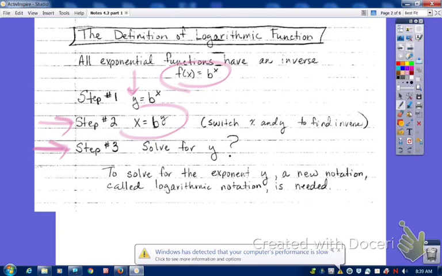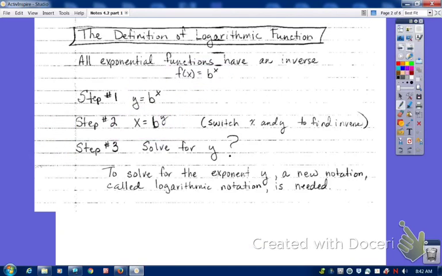But we have never solved anything like step 2, x equals b to the y. We've never done that before. We never solved for a y that is in what spot? The exponent spot. We have never done that before. That's because it takes logs to solve sometimes for a variable that is in the exponent spot. And I probably wrote that down. To solve for the exponent, a new notation called log notation is needed. Okay? Sometimes it's needed. Sometimes you can do it with the exponents, and we'll figure that out.